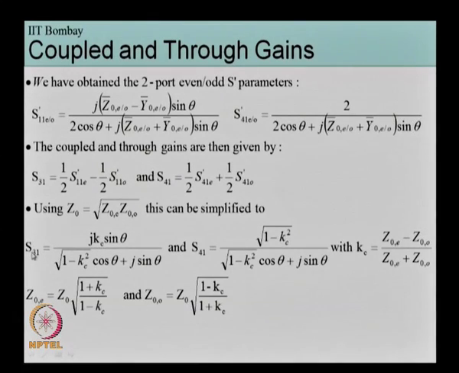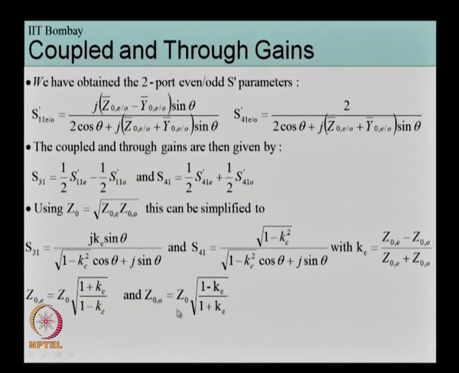Here, as you can see, both S31 and S41 contain a term KC. KC is defined by this equation. It is like a measure of the mismatch between Z0E, that is the characteristic impedance of the even mode, and Z0O, which is the characteristic impedance of the odd mode. On solving for Z0E and Z0O in terms of KC, and using this equation, we can get the following equation for Z0E and Z0O in terms of KC and Z0.